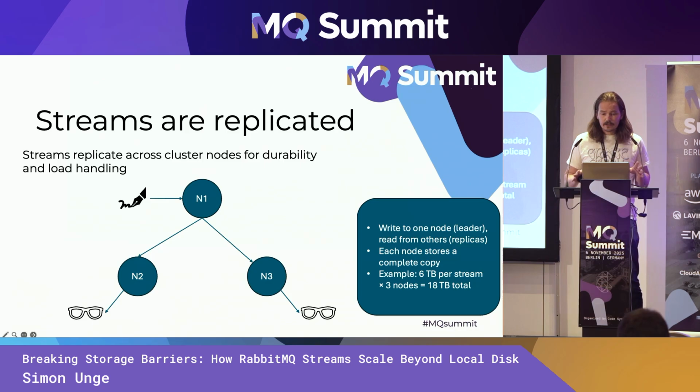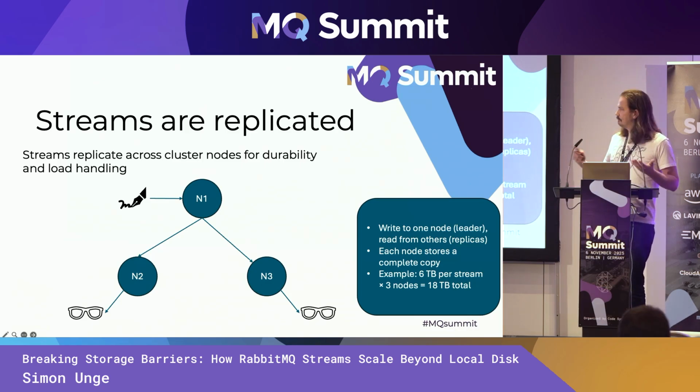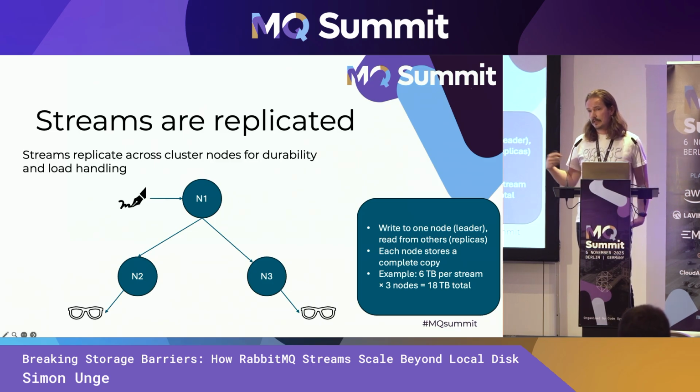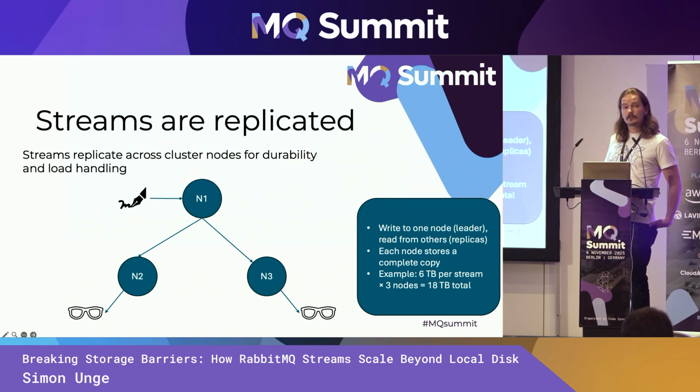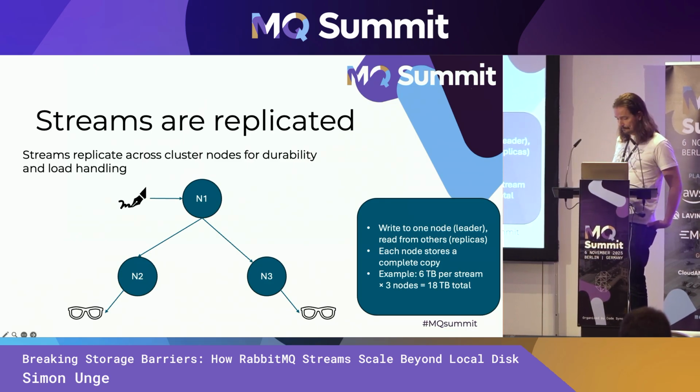So one of the consequences of this design, that you have a cluster of nodes and each node can handle the consumers, means that all the nodes need to have that data locally as well. So they replicate the data. So if you have 6 terabytes of data in one node, that means in total you'll have 18 terabytes of data, right? Times the number of nodes that you have in your cluster, because every node needs to have a full copy of the data set. So also keep that in mind for the rest of this talk.